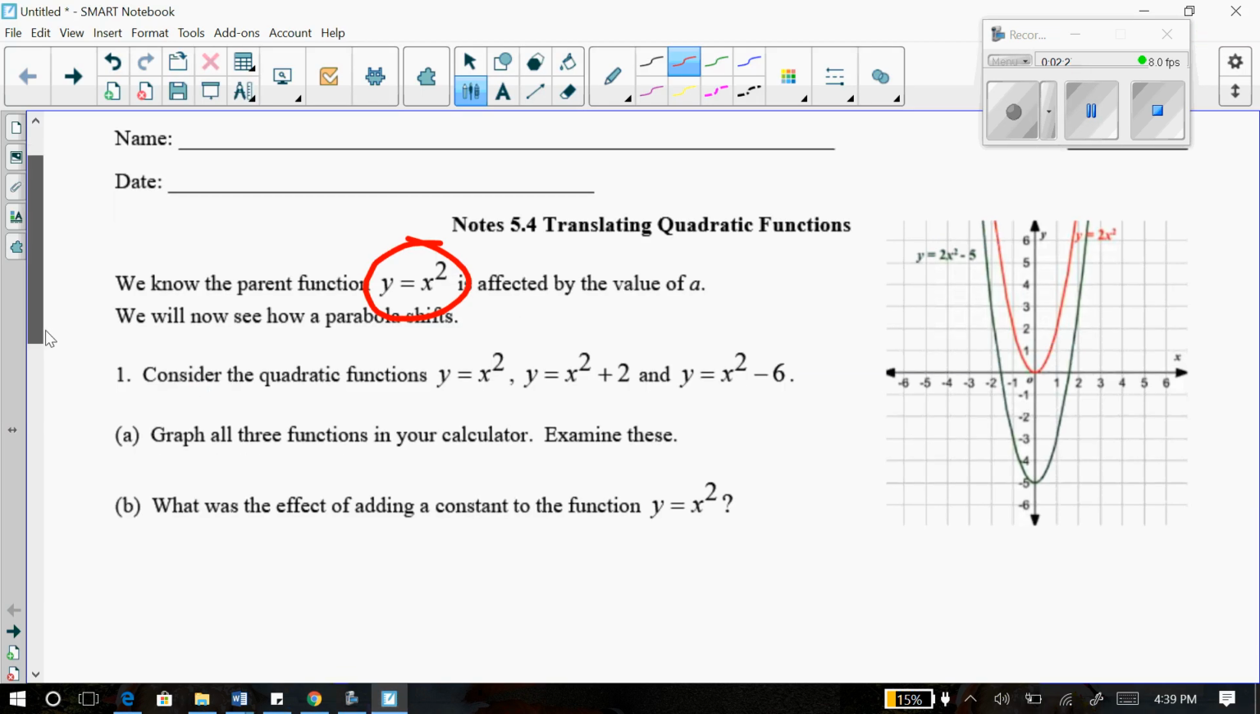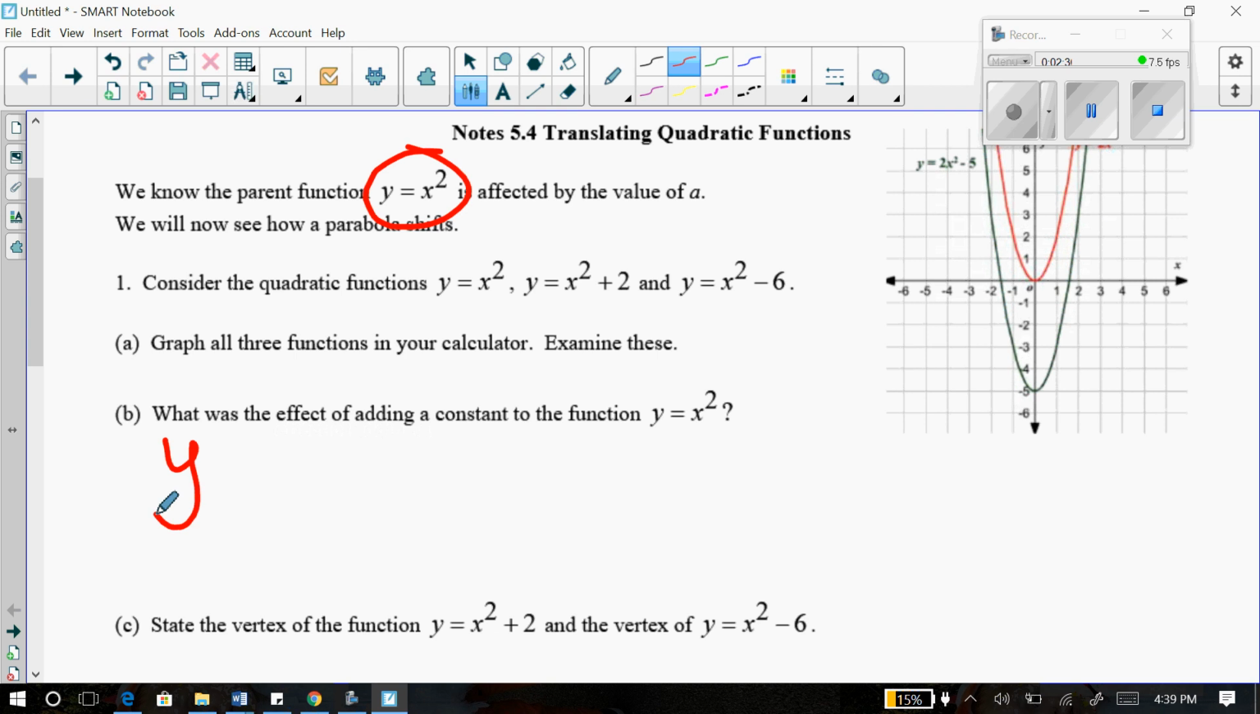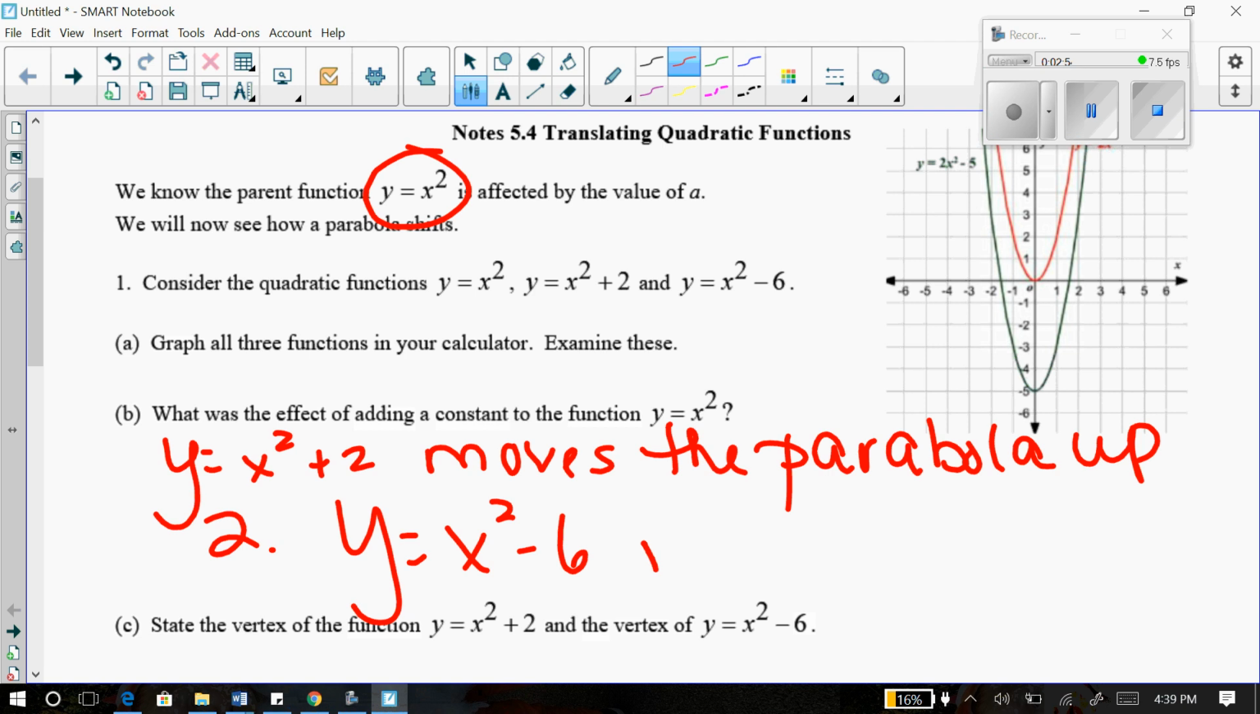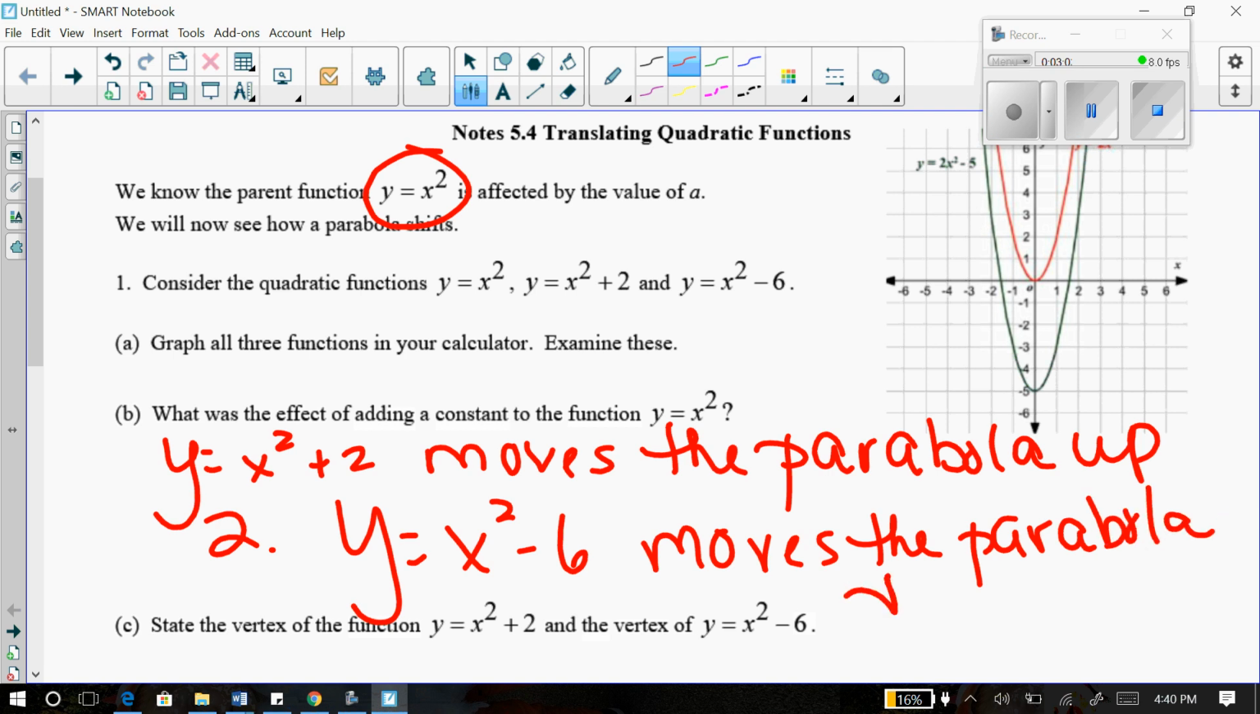So what we want to say here is y equals x squared plus 2 moves the parabola up 2. Y equals x squared minus 6 moves the parabola down 6. Okay.